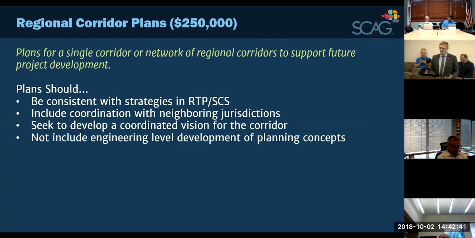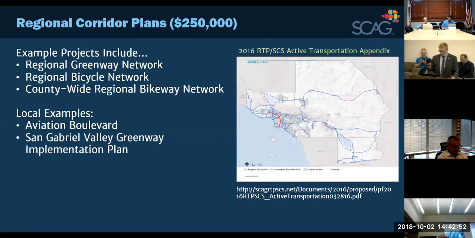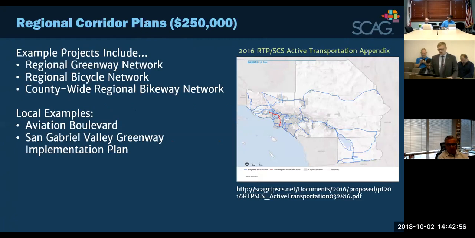And unfortunately, we have planning funding here, so this would not be an engineering level design for the corridor, but it should be good enough to get you the estimates to maybe apply for an active transportation plan. So some examples are a regional greenway network to plan for, which might be on your utility corridors, a regional bicycle network, or a county-wide regional bikeway network is another option. And a couple examples are Aviation Boulevard or some work we've done in San Gabriel Valley on their greenway implementation plan.